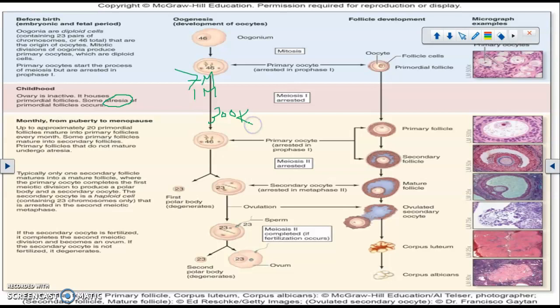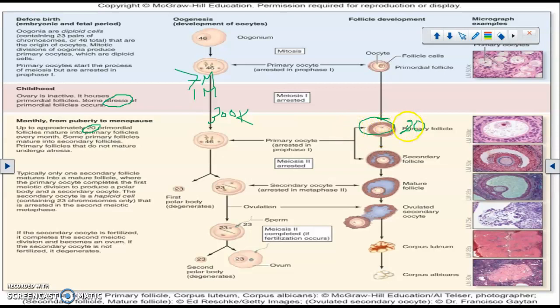Hypothetically speaking, out of those 300,000 eggs, every month there's a race. There's a competition over who's going to become a mature follicle. You start with basically 20 primary follicles. The difference between a follicle and an egg is that a follicle is a structure that has an egg on the inside. The purpose of a follicle is to protect the egg from your own white blood cells, because it only has 23 chromosomes.